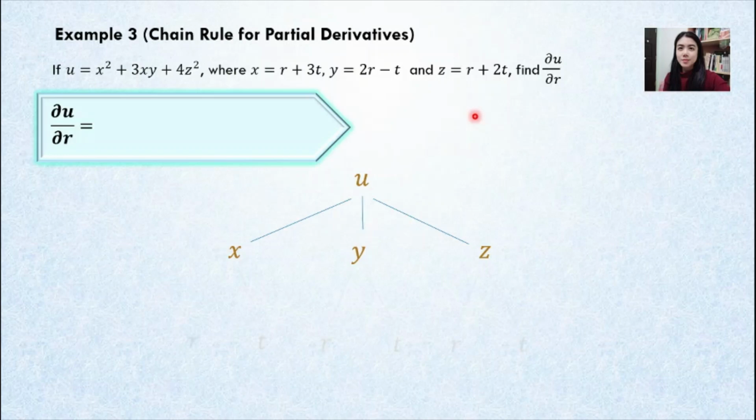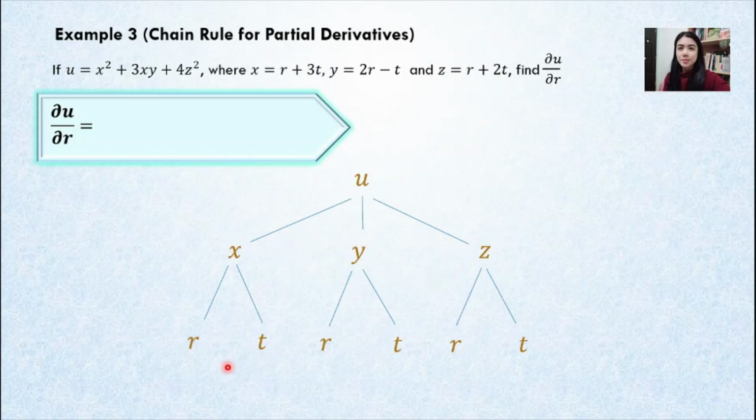So you're going to draw the tree diagram like this. Say all of them have two branches: r and t. Now we're going to write the formula for del u del r. The way to write the formula for del u del r is very simple and very direct, and I'm not going to write all the partial derivatives inside this tree diagram.